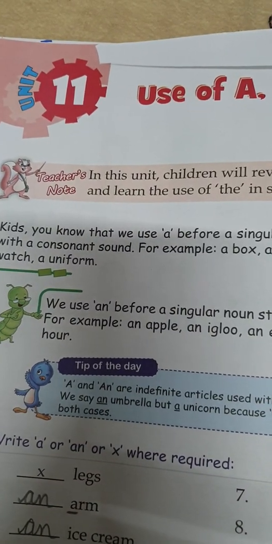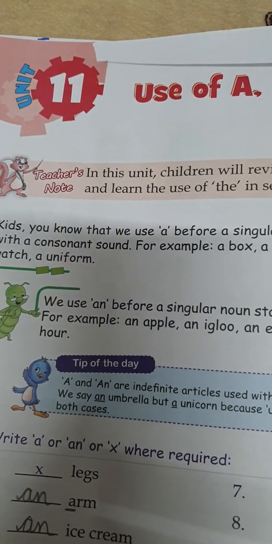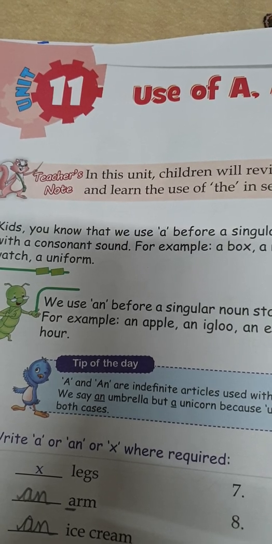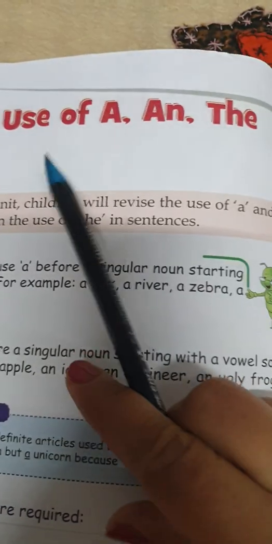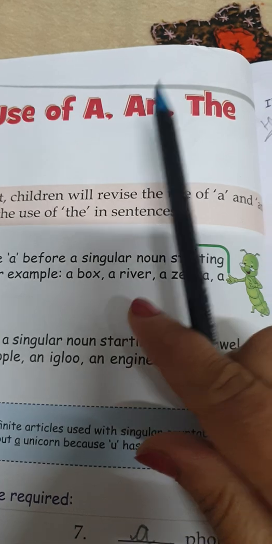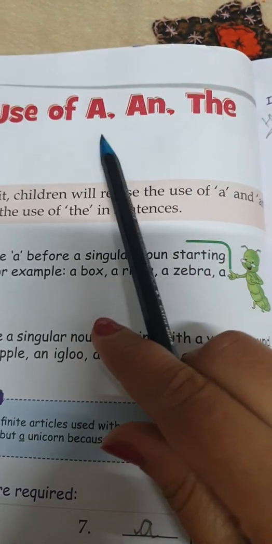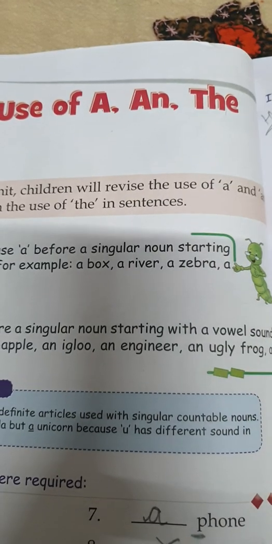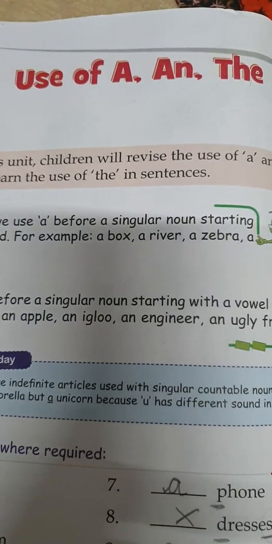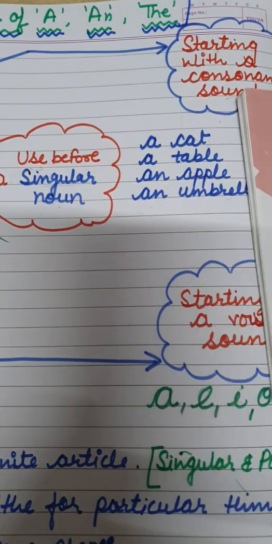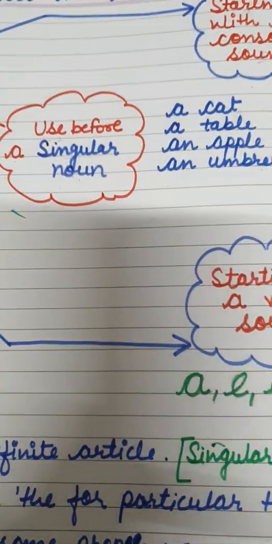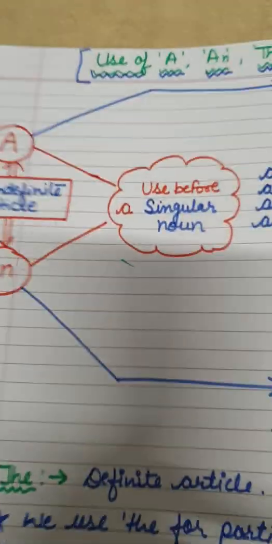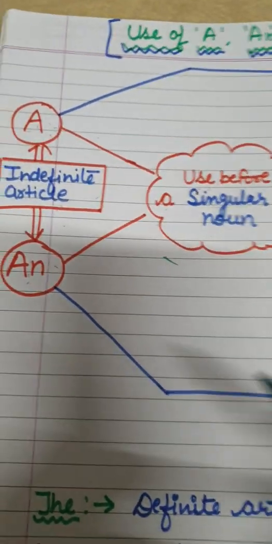Hello kids. Today we are going to start with our chapter number 11 in our grammar book, which is use of a and the. Kids, a and the are known as articles. Let's see the use of a and the, where to use a, where to use an, and where to use the.